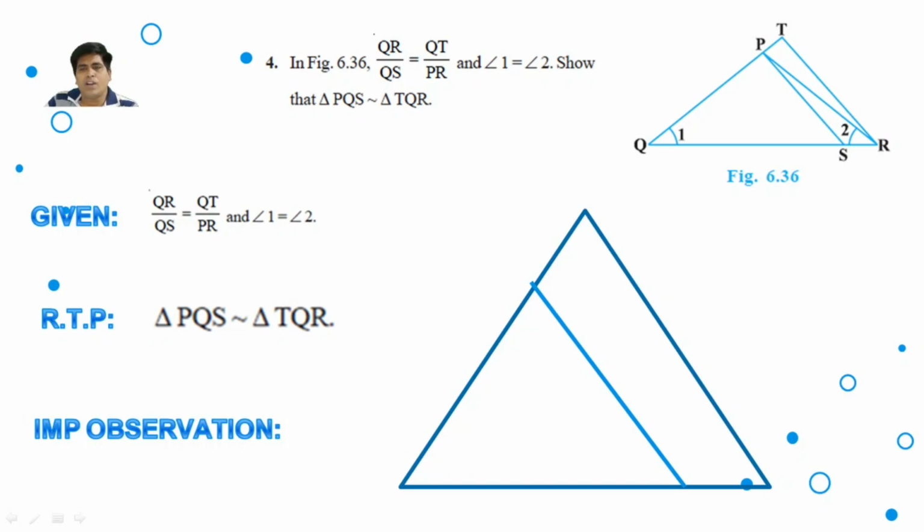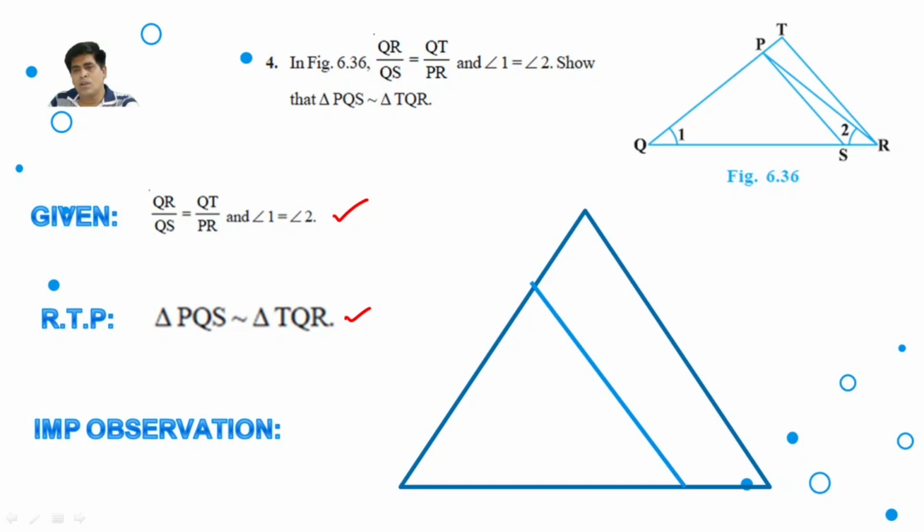After writing the given statement, the ratio is given and the angles are equal, and what we have to prove is triangle PQS is similar to triangle TQR. This is what we have to prove. Here in the question we have to observe a very important point, which plays a very important role.